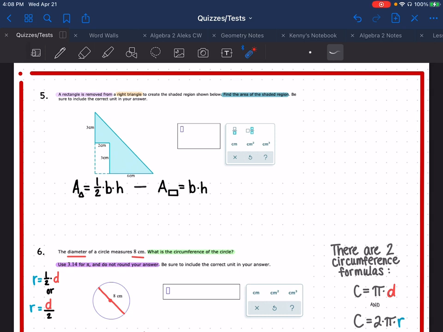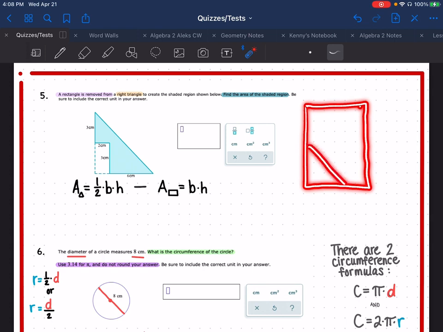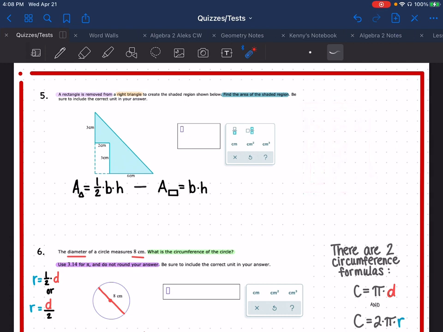Now they could do this backwards in your question. So you could have a large rectangle like this that a triangle has been taken out of, probably something like this. And so this would be the shaded part, and then this one would be dashed, okay? It is a right triangle, so I'm going to go ahead and use that fact to help me out. That means there's 90-degree corners.